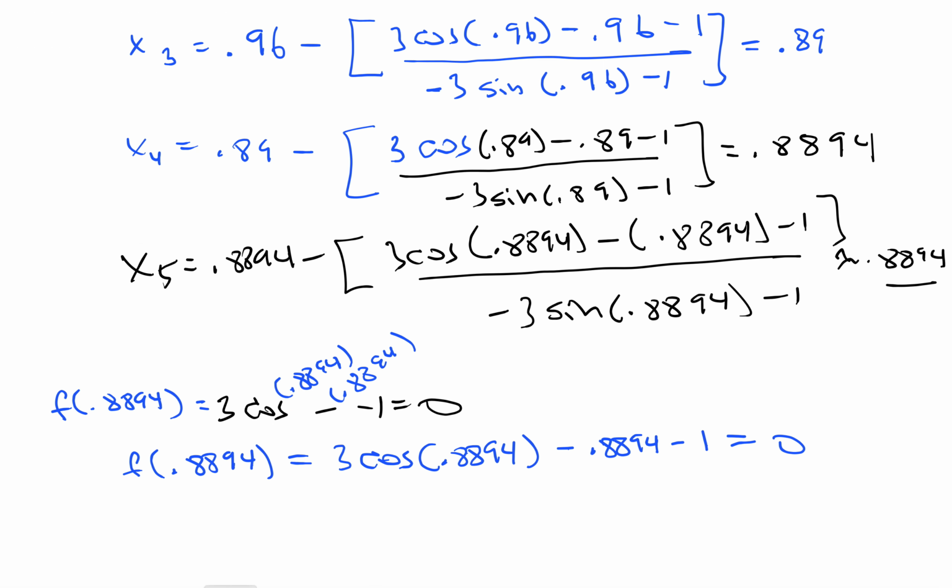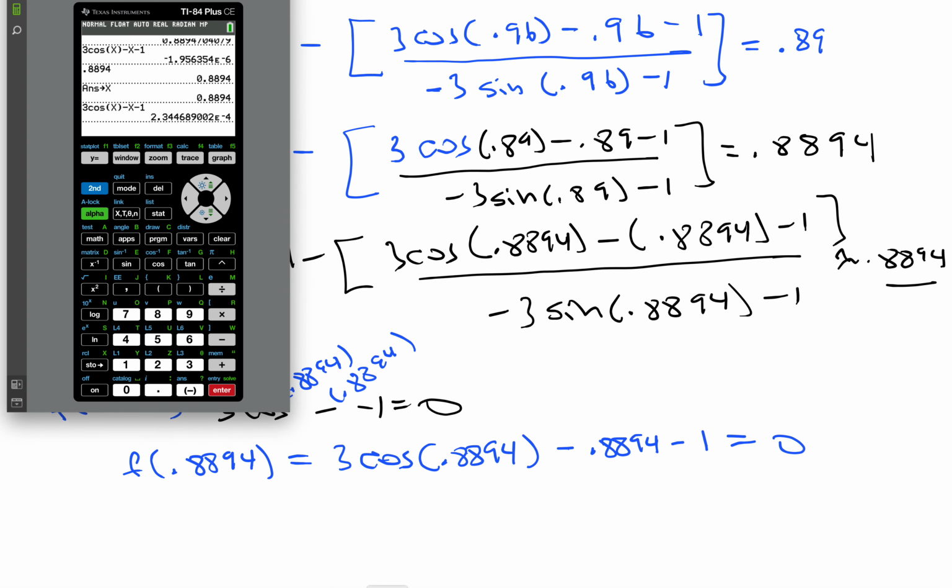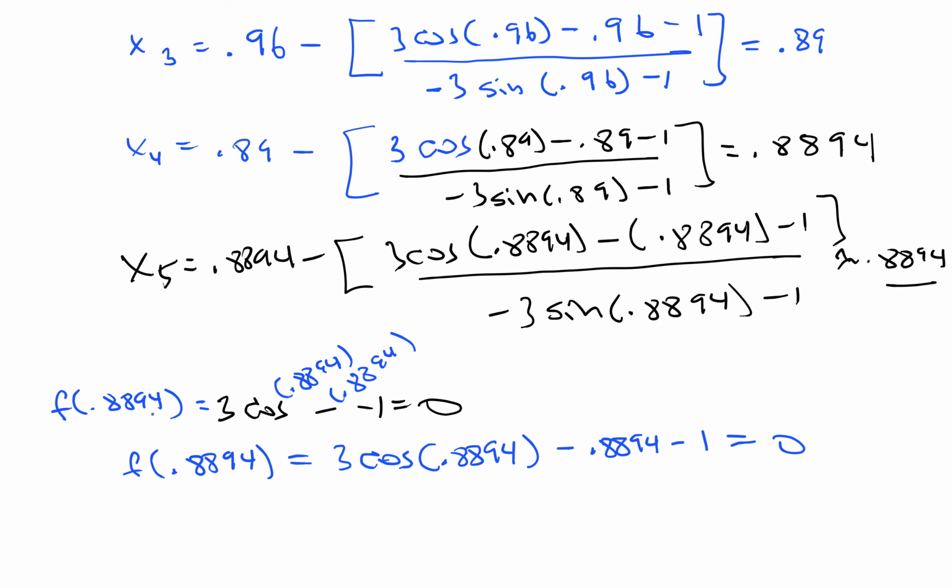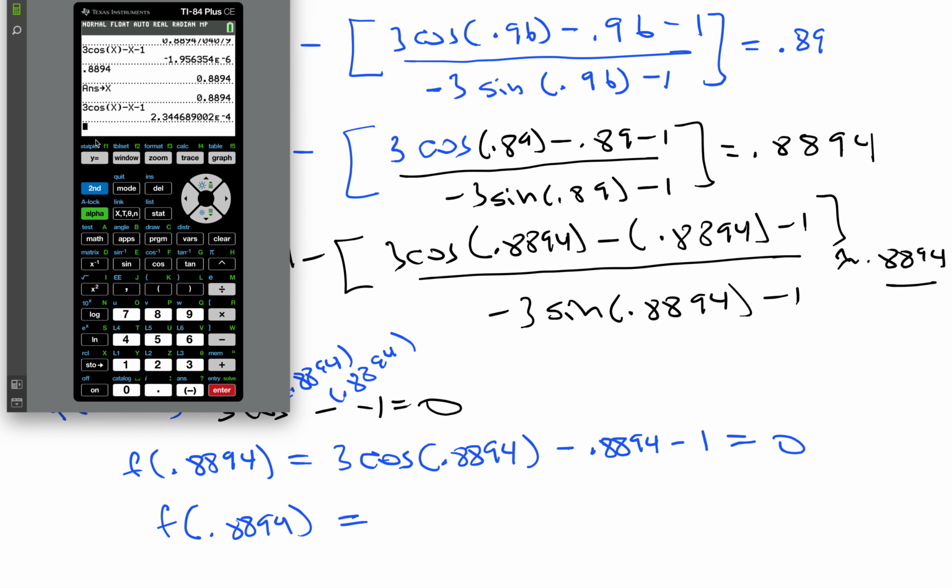Okay, so what'd you get? You have that? Okay, good. That's good. So f of 0.8894 is equal to, let me just take a picture of that.